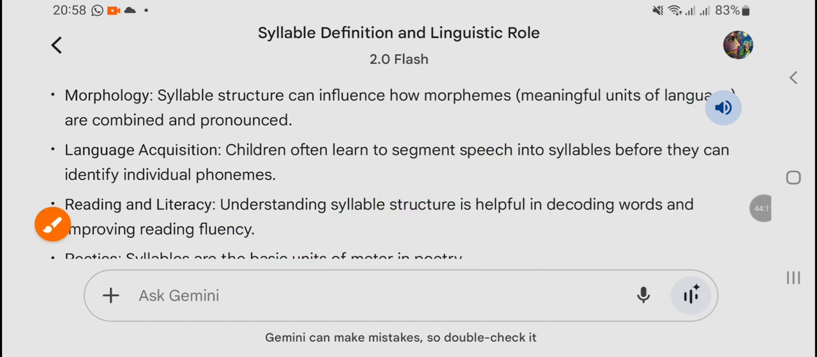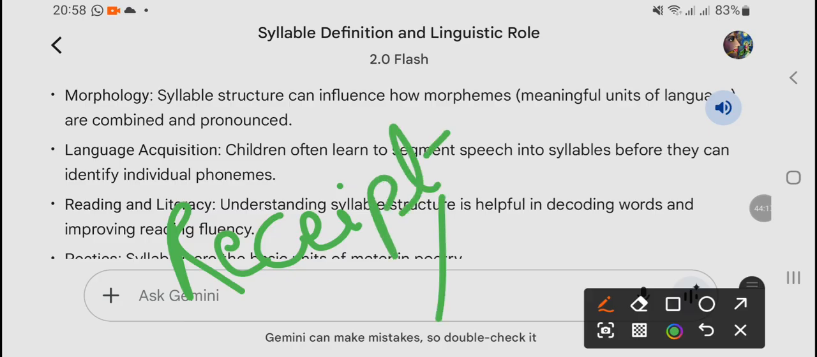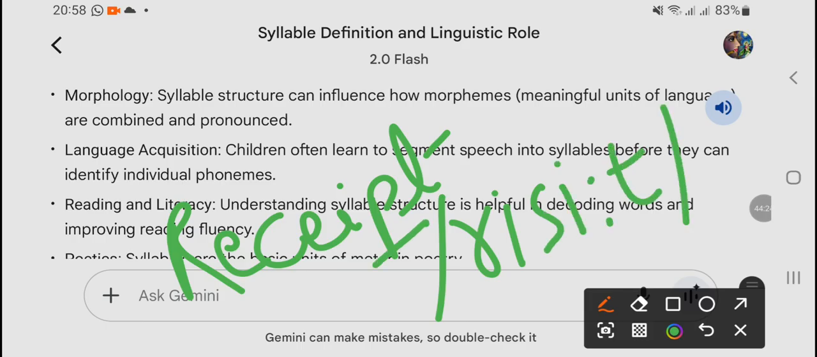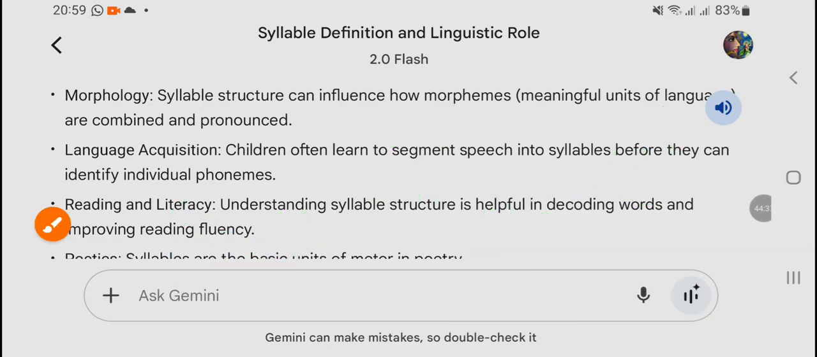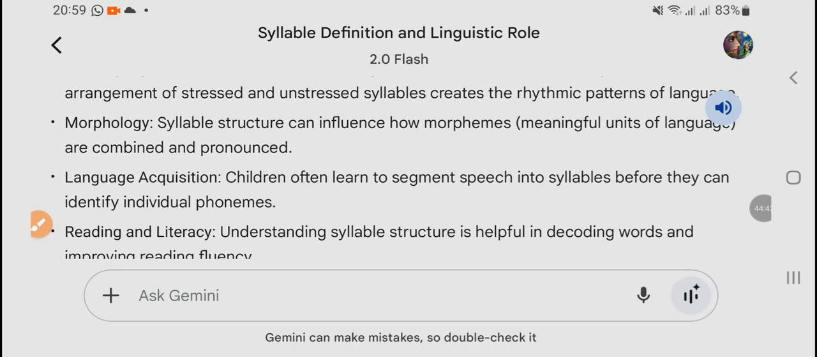Another example, if I say receipt, the P is silent here, there is no sound of P, right? So that's a silent P. And if I am speaking receipt, you can understand. So here syllable is very important, right? We should know. So in morphology, of course, syllable is very important.